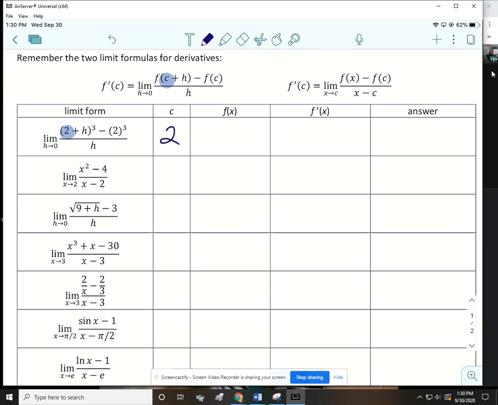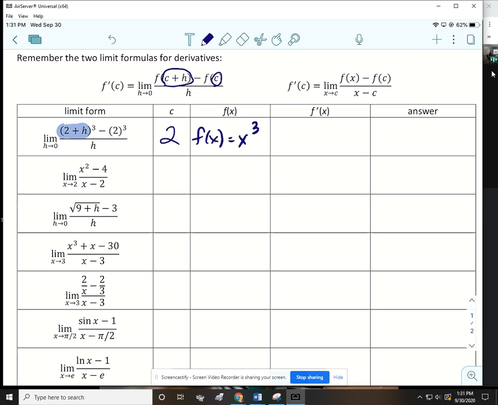Right? Then you have to find your function. I feel like the ones that involve h are also a little more difficult to find the function. The function is being applied in two places. It's being applied to whatever c plus h is, and then it's also being applied to c. So I usually will just find my c plus h. C plus h is 2 plus h, and then whatever that is, you basically just replace it with x. So our function is f of x equals x cubed.